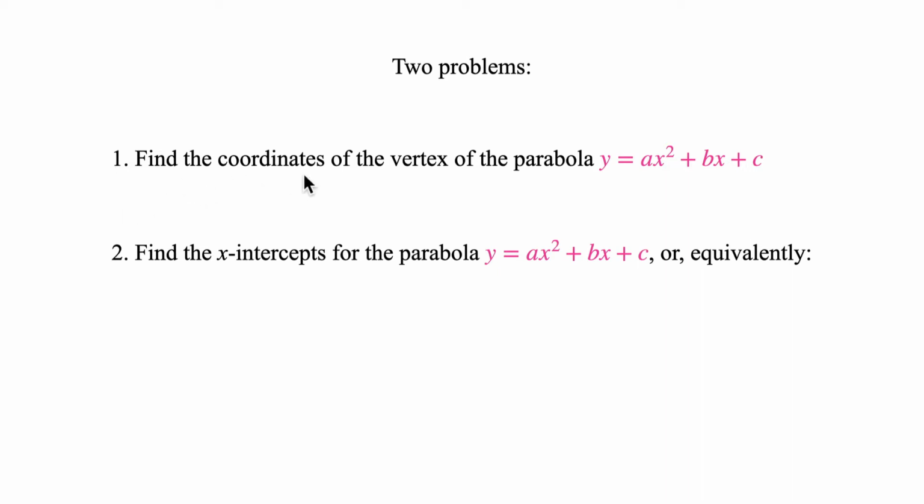One of them is find the coordinates of the vertex of the parabola, this you have seen in the previous video, and the second one, find the x-intercepts for the same parabola, or equivalently solve the quadratic equation ax squared plus bx plus c is equal to 0, because then you will exactly get the x-intercepts, and x-intercepts means the intersection points between the graph of this function here and the x-axis. So we are going to solve quadratic equations.